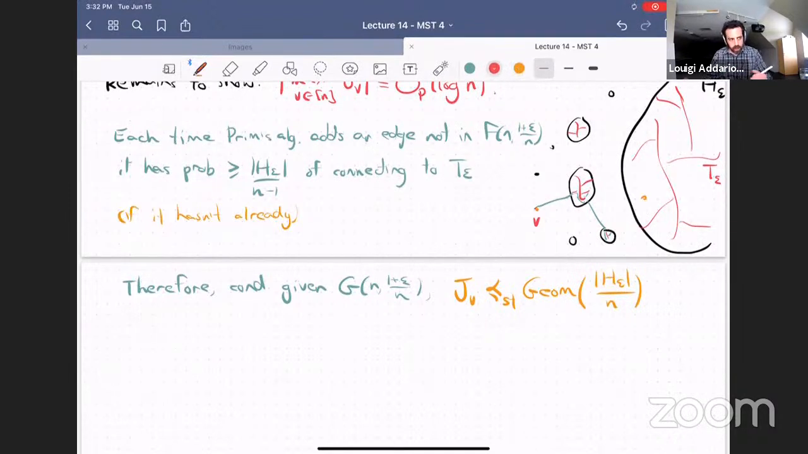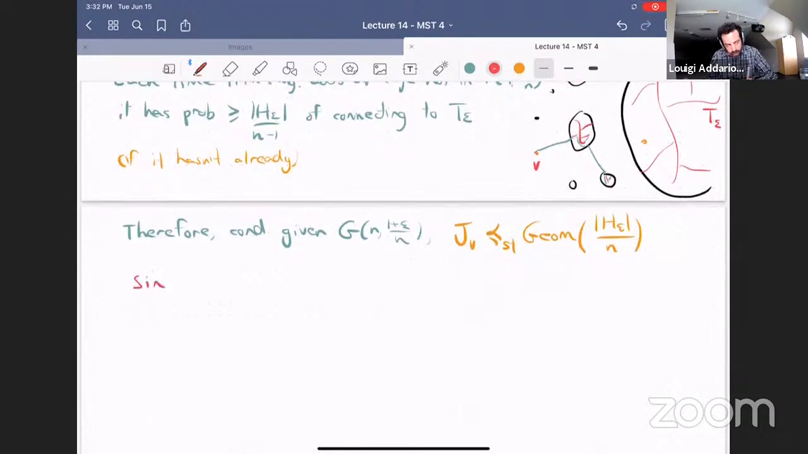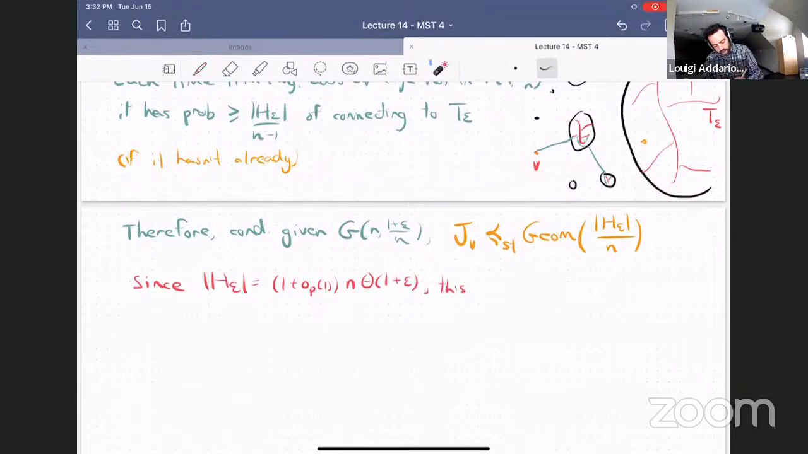Okay, but now since we know that the size of H epsilon, well, we proved a law of large numbers for that, it's n theta of 1 plus epsilon. Then this upper bound is basically a geometric with success probability theta of 1 plus epsilon. And we're thinking of epsilon as a constant, so this success probability is just a constant, right? So it's a geometric with constant parameter. So this upper bound is order 1 in probability.